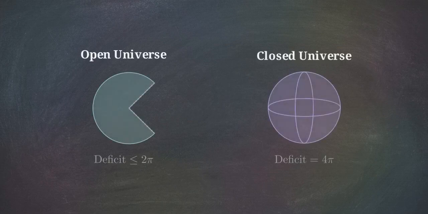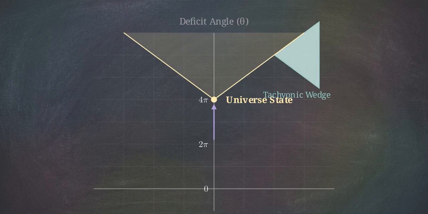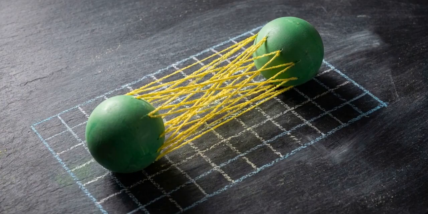This mathematical proof carries one important caveat. A closed universe has a much larger total deficit angle of exactly 4 pi. Starting higher on the vertical axis shifts the light cone. It points the boundary of possible evolution directly at a tachyonic wedge. A closed universe actually can dynamically evolve a Gott tachyon pair out of static, slowly moving matter.